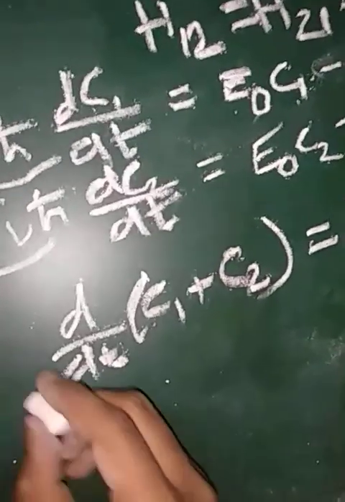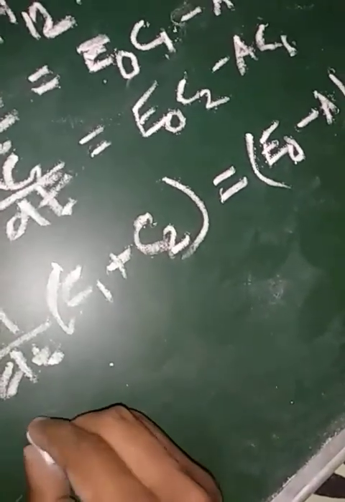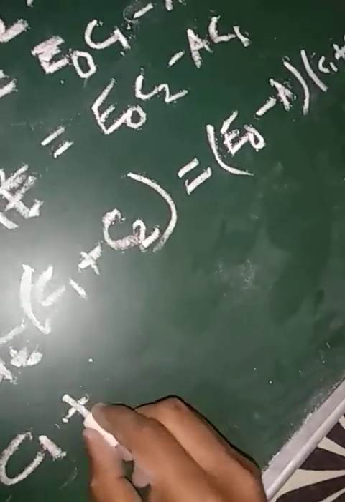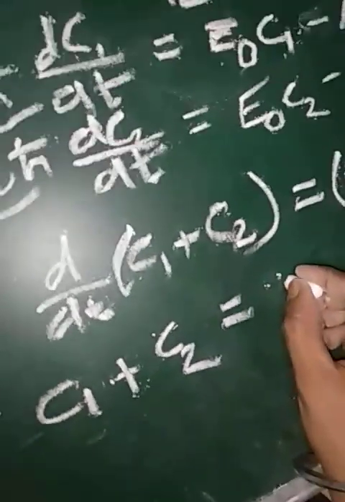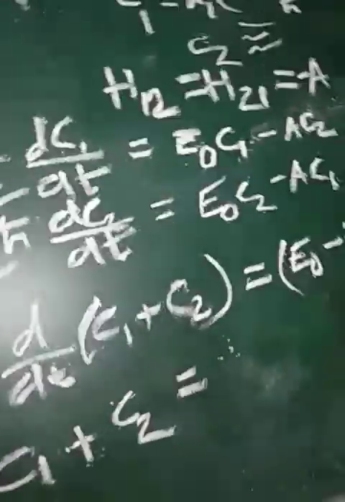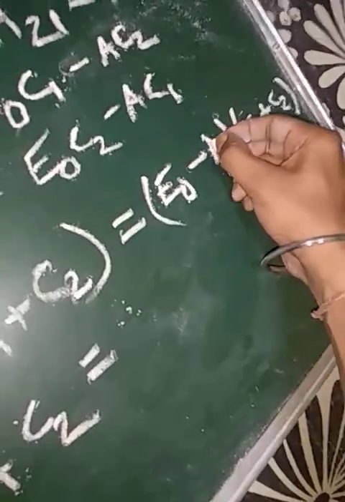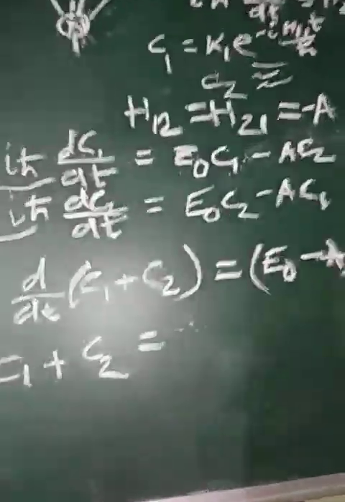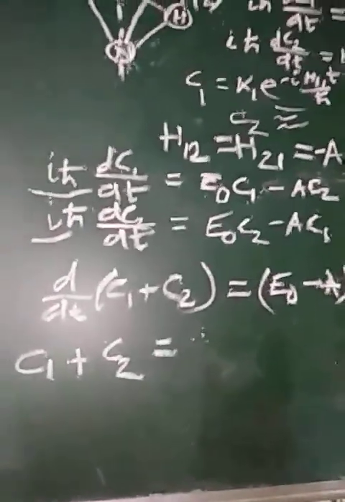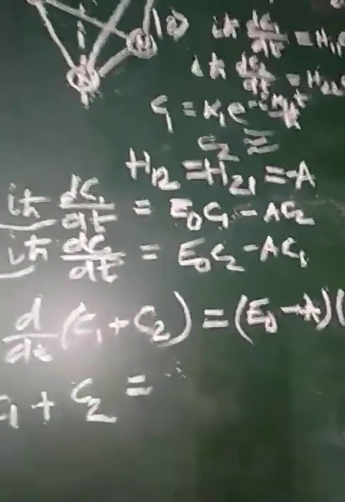Okay, now we are at the end of the board. This gives us C1 plus C2 equals to A times... see, we are solving a differential equation here. d(C1 + C2) equals to (E naught minus A) times (C1 plus C2). So the first thing that comes to mind is, what is that thing whose differential gives the same thing, and we know that it is e to the power x.